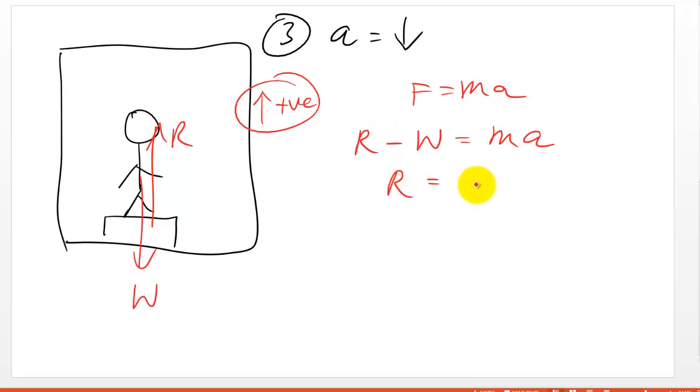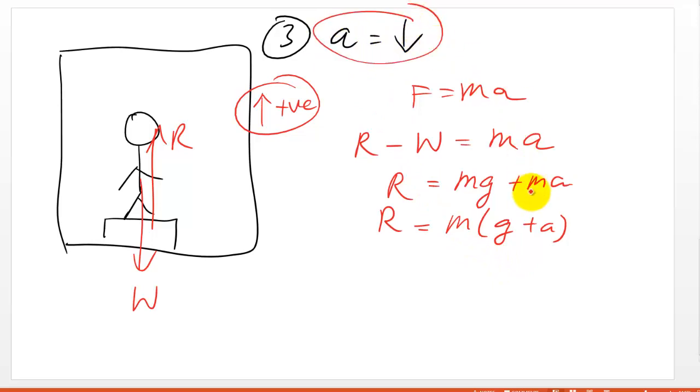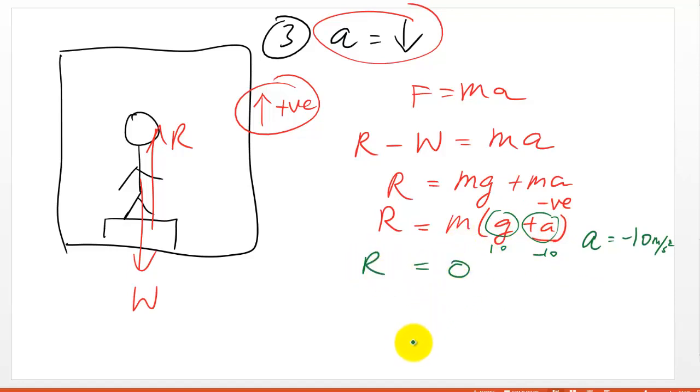Actually the whole thing is still the same idea, where you have W on the other side and you may change it to mg plus ma, and extract the m out, so it will be g plus a equals R. But in this case, the a would actually be negative, because of the situation. We say acceleration is downward, so this is a negative value. Think about this: what if the acceleration here is negative 10 meters per second squared? If you simply substitute mathematically, since a is negative 10 and g is 10, then R will be 0.